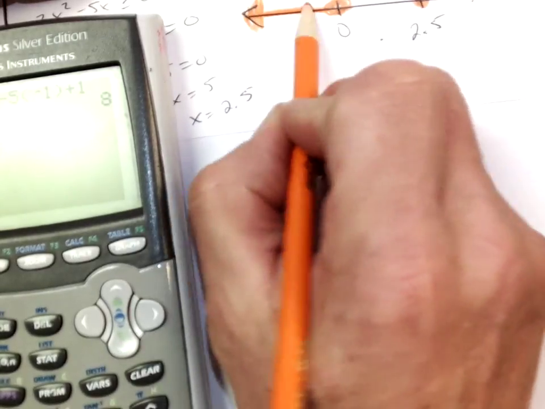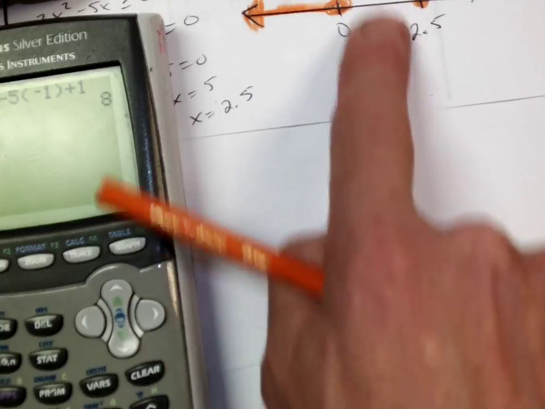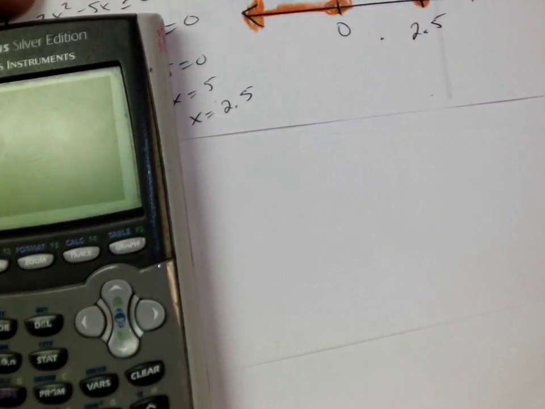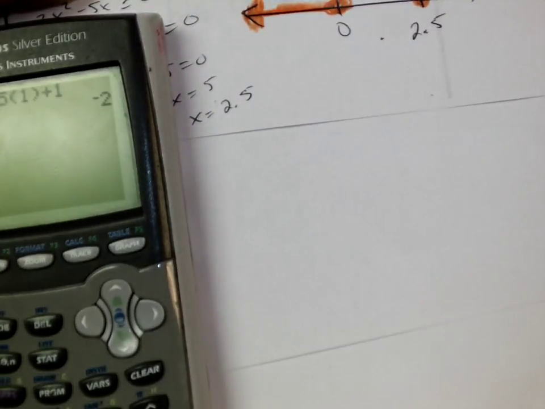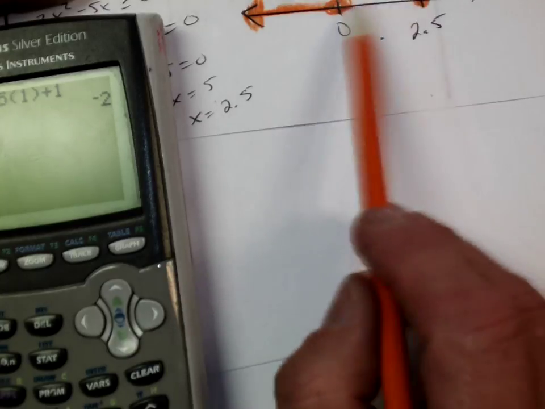Okay, give me a value in here. How about 1? Let's test 1. I'm going to go 2 times 1 squared minus 5 times 1 plus 1. I get -2. Is -2 greater than or equal to 1? Is -2 bigger than 1? No, so don't shade that region, right?